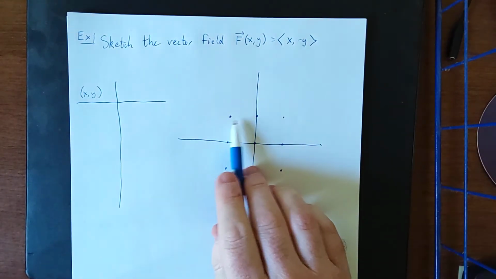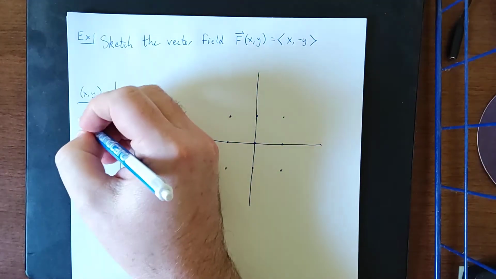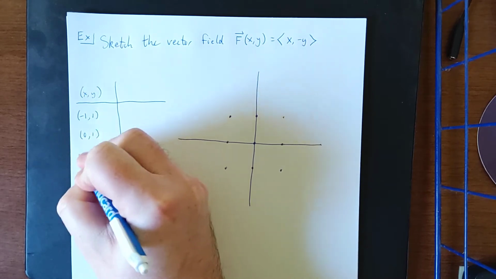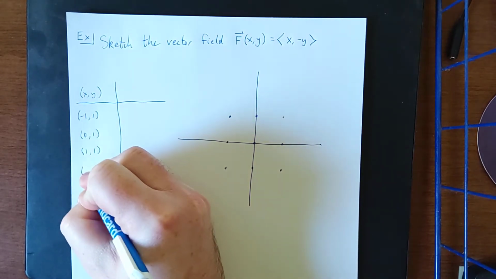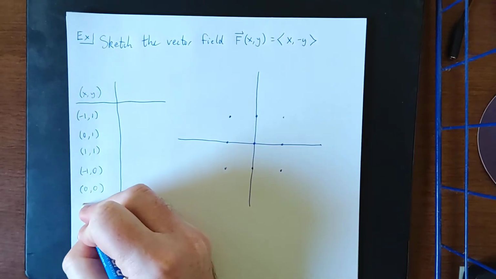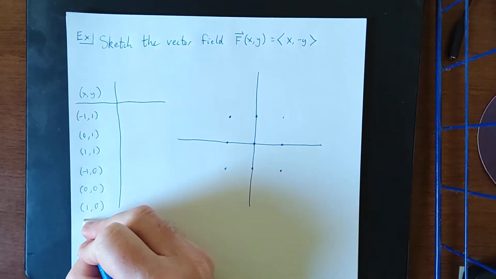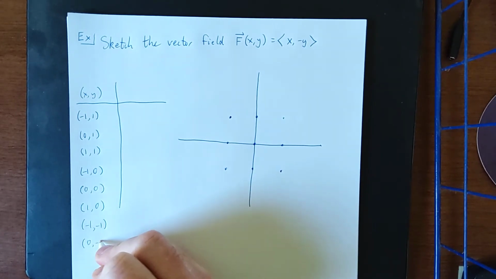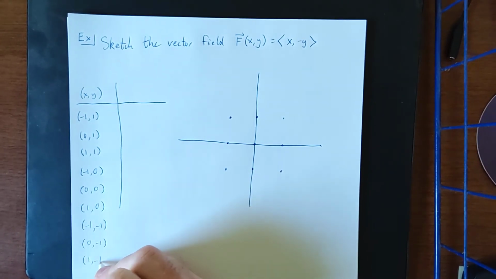So if we go as one would read, left to right and top to bottom, these points would be (-1, 1), (0, 1), (1, 1), (-1, 0), (0, 0), (1, 0), (-1, -1), (0, -1), and (1, -1).